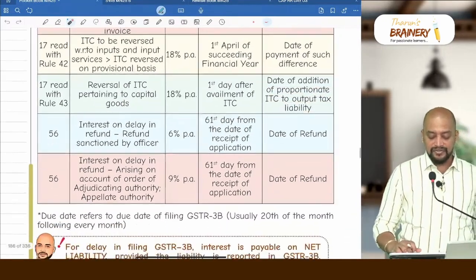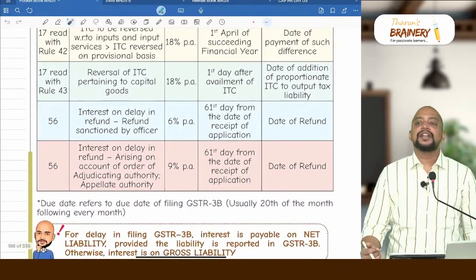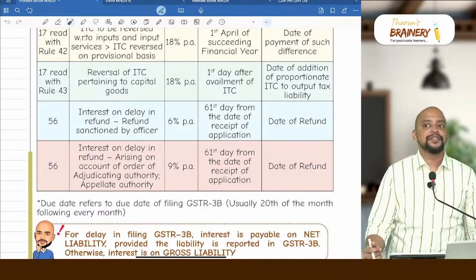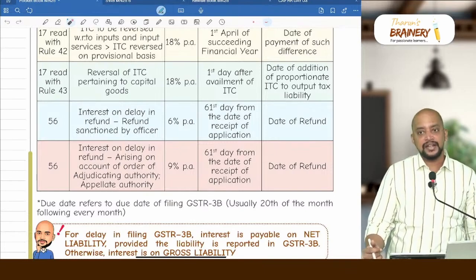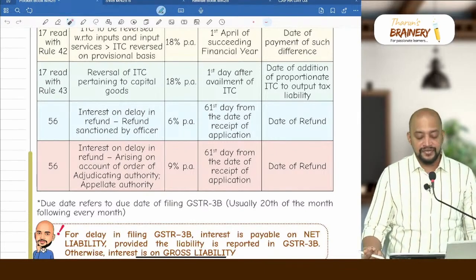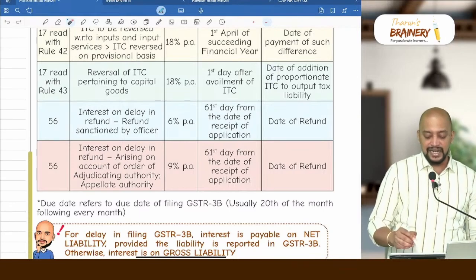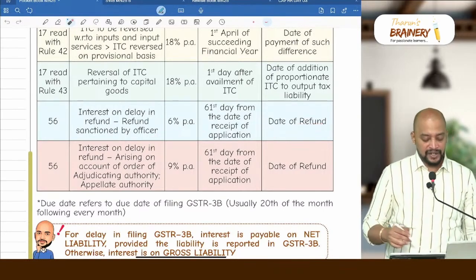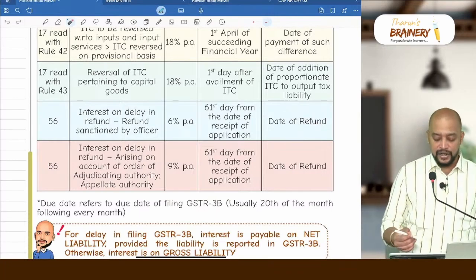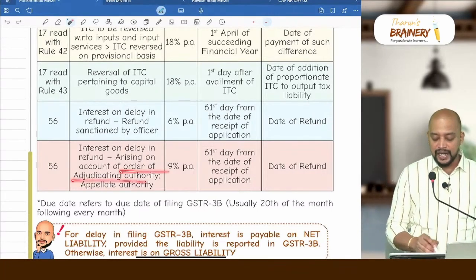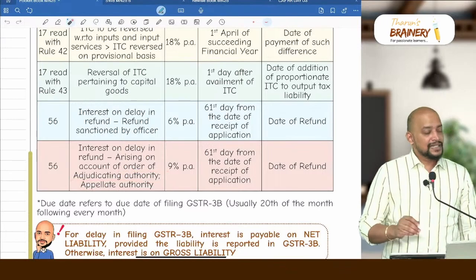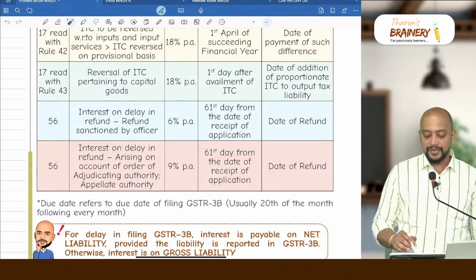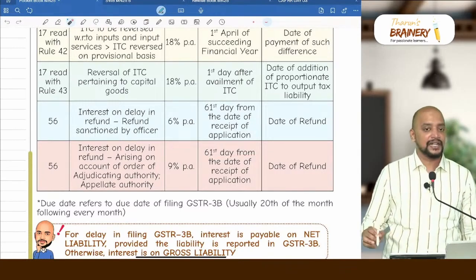Then Section 56, this is refund interest. Whenever we are getting the refund, we need to make application for refund. Once we make application for refund, within 60 days they need to grant the refund. If they are not granting refund within 60 days, from 61st day, interest will be payable at the rate of 6% per annum till the date of refund. Suppose the refund is arising on account of any order of the adjudicating authority or appellate authority, then the interest rate will be 9% per annum and it will be computed the same, from 61st day from the date of application till the date of refund.